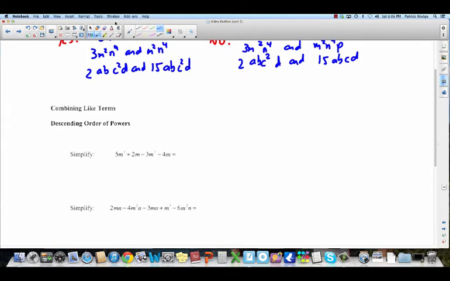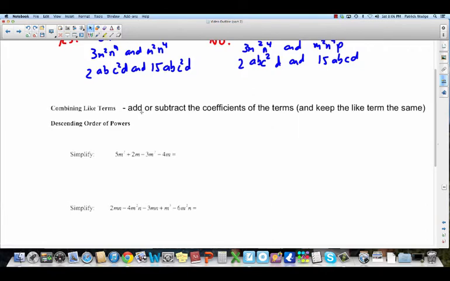What we need to do is we need to combine these like terms. When we say combine like terms, we mean we're adding or subtracting them. And the way we do it is we add or subtract the coefficient of the terms and keep the like terms the same. So you can only add and subtract like terms. Once we multiply and divide on the other side of the sheet, they don't have to be like terms. But adding and subtracting have to be like terms.